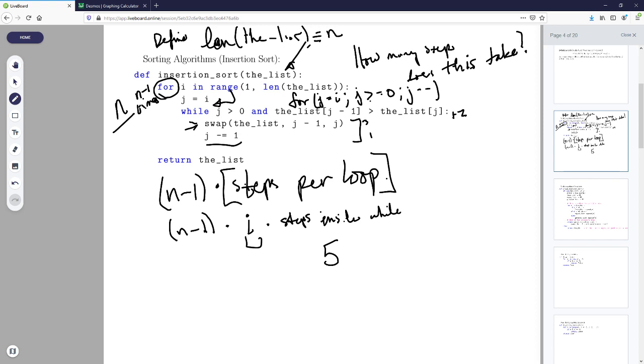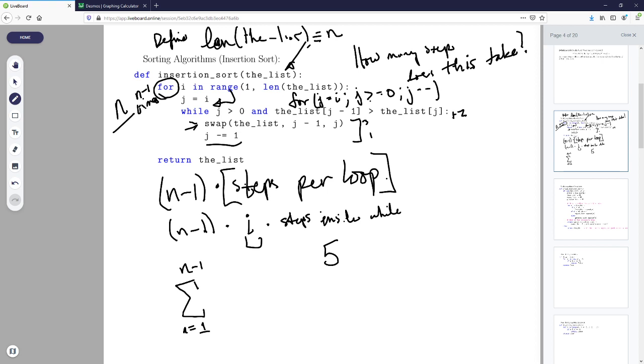But this i depends on which time we're going through the loop. So if we're going to be really precise, and the good news is in computer science most of the time you're not going to be this precise, you change this into a for loop, or you change this into a summation of i equals 1 to n. Technically n minus 1, but it doesn't matter.